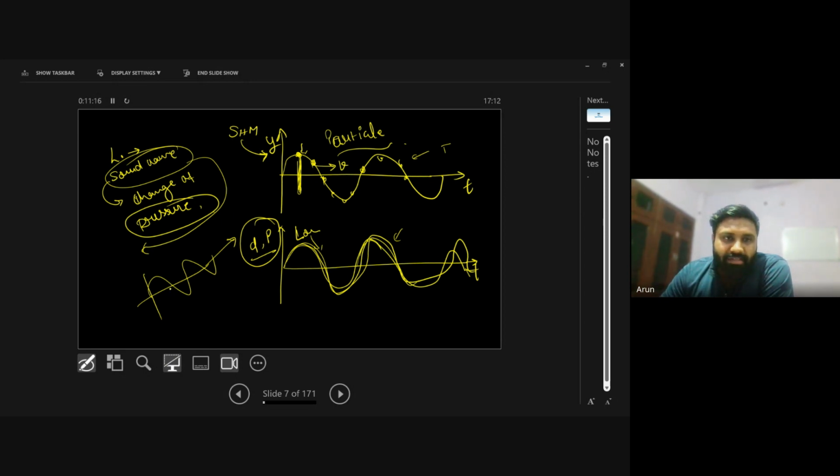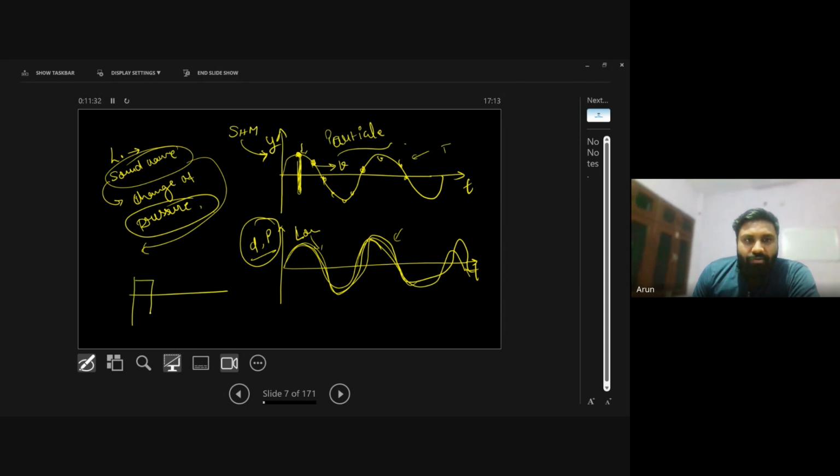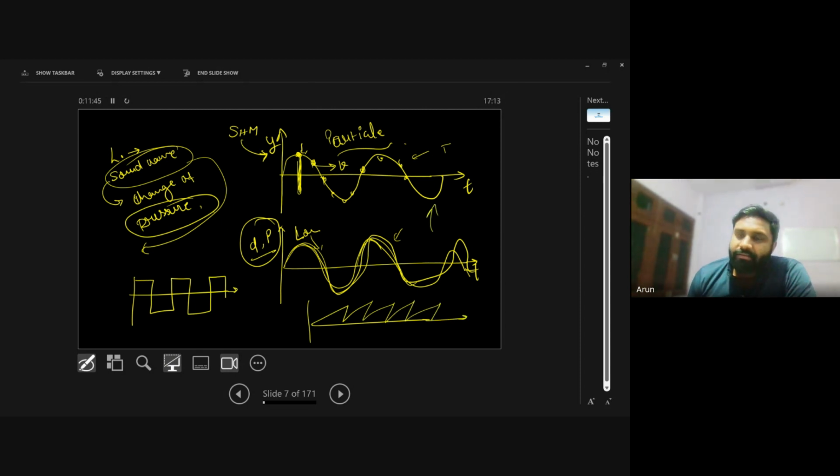If there is something which is not in this form, you can also say that it is representing a wave. This was also a wave. Let me show you with an example. This is also a wave. This is a square pulse, square wave. This is also a wave, a sawtooth wave. So not specifically this. This is a wave which follows sine and cosine as a mathematical variation.